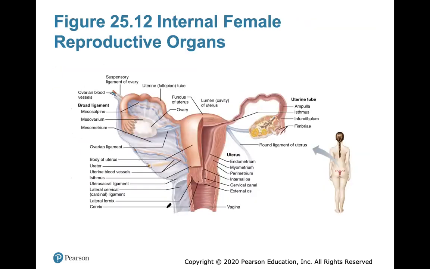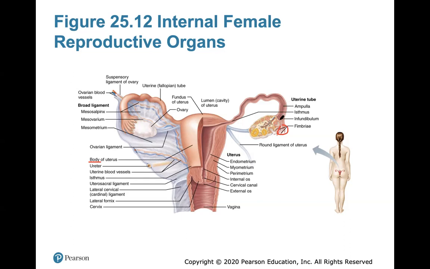So here's a look at the different areas of the uterine tube and the uterus. The uterus, the biggest part of the uterus, is called the body. That might be a test question too. We have the ovaries surrounded by fimbriae, which are kind of like these finger-like structures, which help kind of gather the egg into the uterine tube.